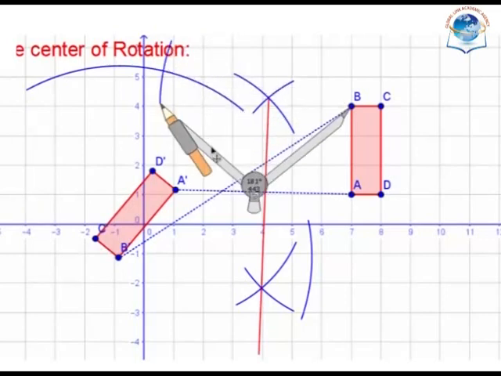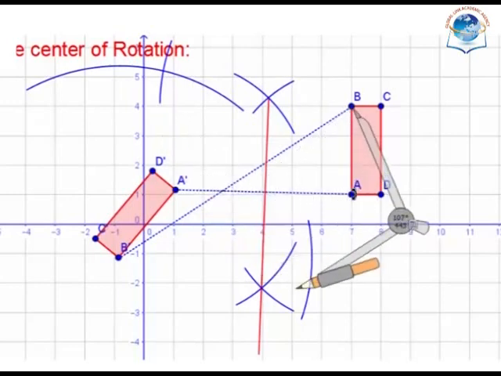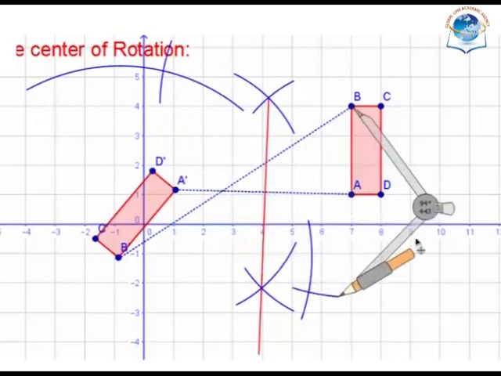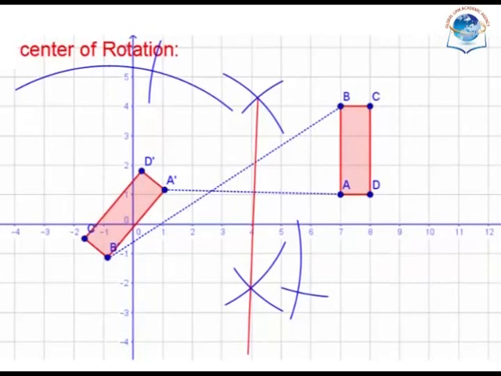Arc, and another arc. Great. We don't need the compass anymore. We just need to join the two intercepts. And now the two bisectors meet at O, and that's the center of rotation.